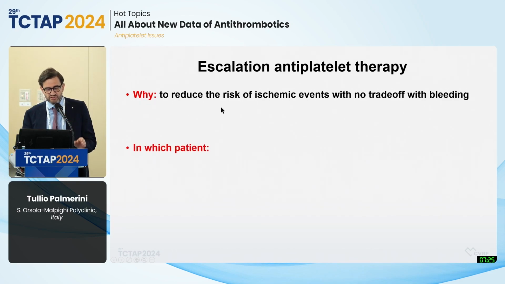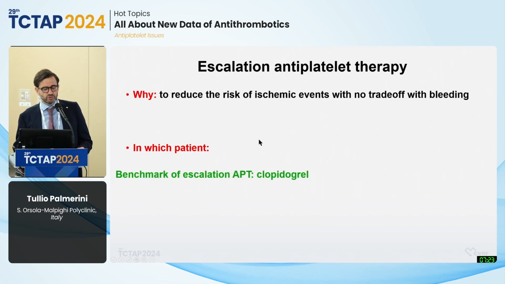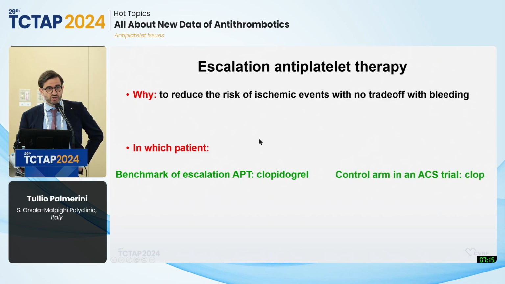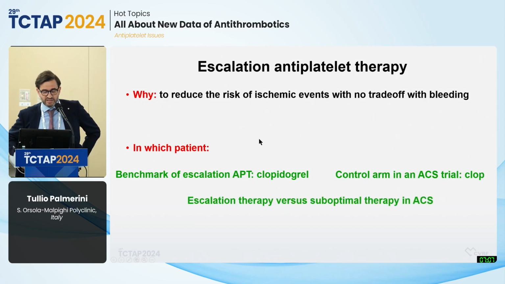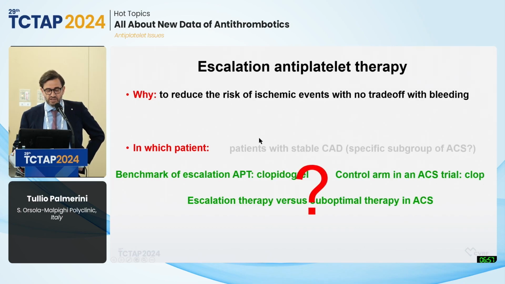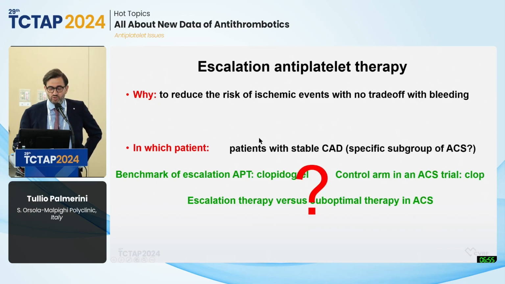This is, to me, the most important question, because when we talk about escalation antiplatelet therapy, the benchmark is clopidogrel. Now, if we have a trial in which we want to implement escalation antiplatelet therapy and we include patients with acute coronary syndromes, we are comparing escalation therapy versus a suboptimal therapy in patients with acute coronary syndrome, which is not clopidogrel, but prasugrel or ticagrelor, in order to reduce the risk of ischemic events. So the patient would be a patient with stable coronary artery disease or a specific patient with acute coronary syndromes.